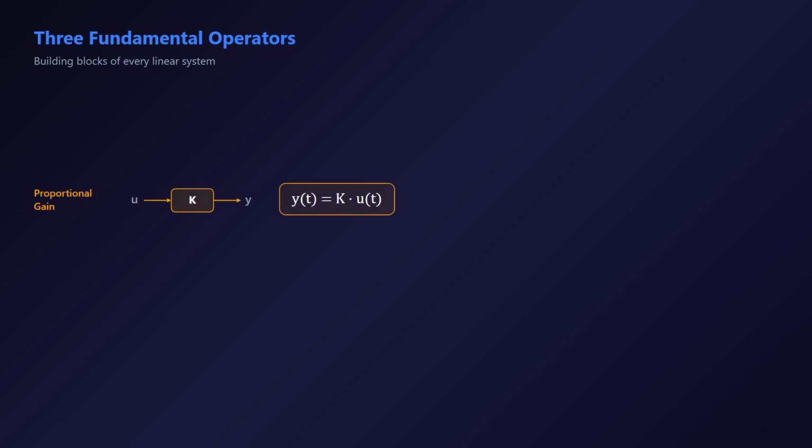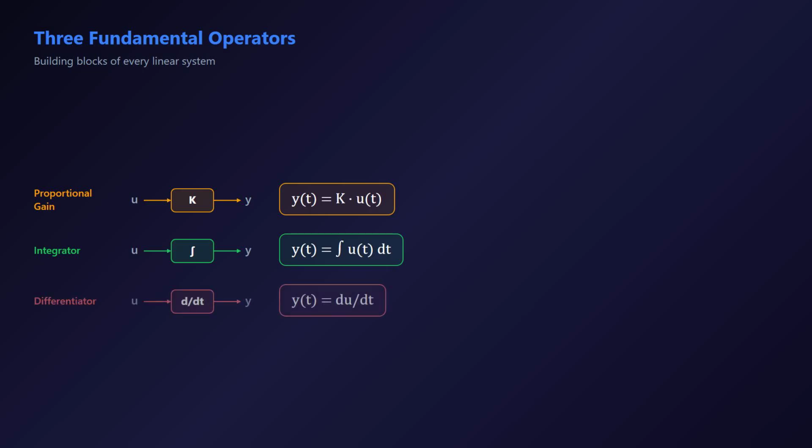There are three fundamental operators. First, proportional gain, where y equals k times u. Second, the integrator, where y equals the integral of u. And third, the differentiator, where y equals the derivative of u. Every linear system can be built from these basic blocks.